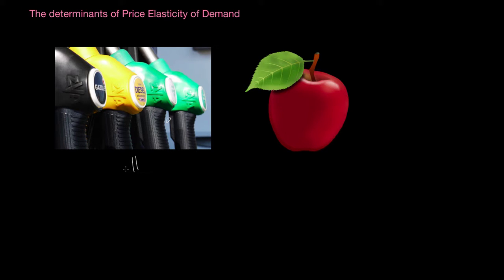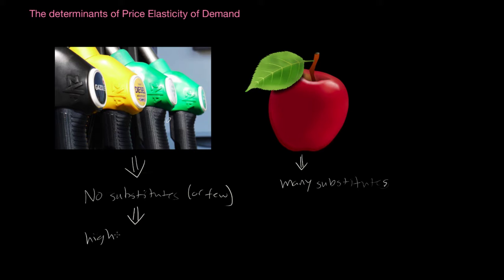Well, one thing about gasoline is that it has no substitutes. There's nothing else you can put in your tank to drive your car. Apples, on the other hand, have many substitutes. Apples are one type of fruit, and consumers can easily switch to another type of fruit if the price of apples changes. So the number of substitutes determines largely the responsiveness of consumers to a change in the price of a good. A good with no substitutes or few will have highly inelastic demand, whereas a good with many substitutes is likely to have relatively elastic demand.